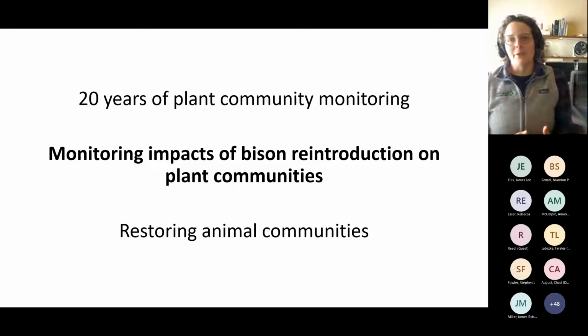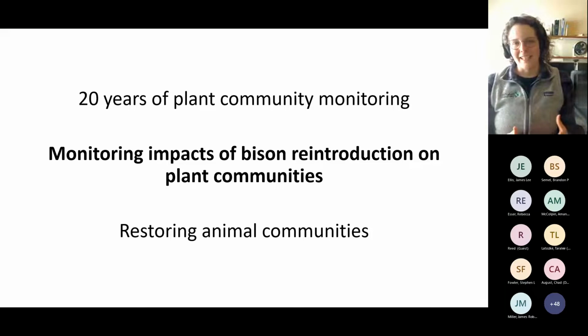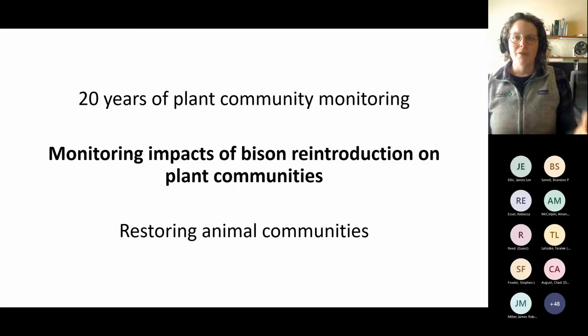All of the plant data that I've shared with you so far actually predates the reintroduction of bison to Nachusa Grasslands. So for the second portion of this talk, I want to focus a little bit on what we've observed since reintroducing the bison.